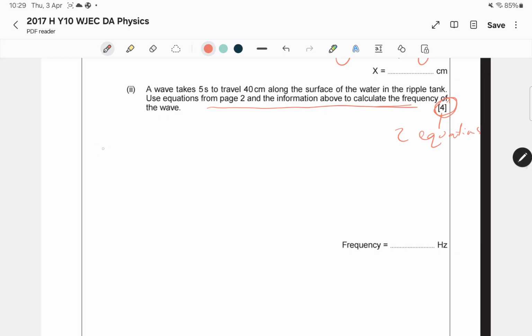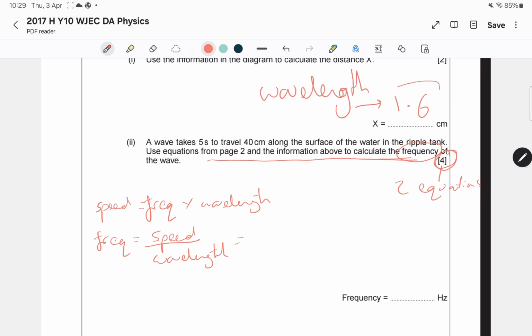So I said the speed is the frequency times the wavelength. The question wants me to find the frequency, so I need to change the subject. To find frequency, I'm going to do speed divided by wavelength. I know the wavelength because it's here, 1.6. But I don't know the speed. It doesn't say the speed anywhere. But I do have this information here, which will help me work out the speed.